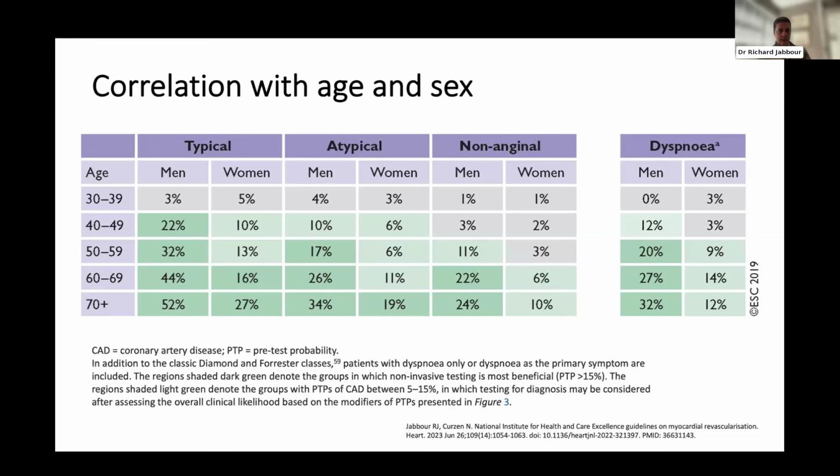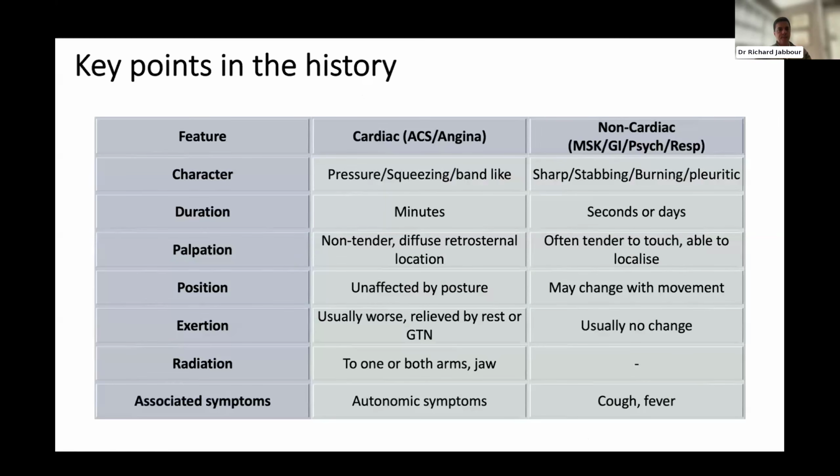Nevertheless, for example, if the pain is typical and the patient's over 70 and a female, there is still a very high likelihood, so 27% chance of significant coronary artery disease. This goes down gradually depending on kind of symptoms, but notably, if you look at the box on the right, if it's shortness of breath and typical symptoms, it can be up to 30%. So it is important to just think of pre-test probability when assessing patients with chest pains.